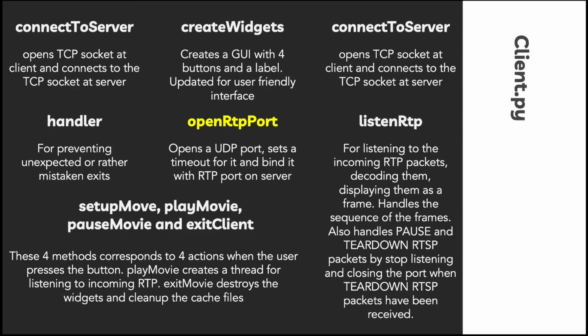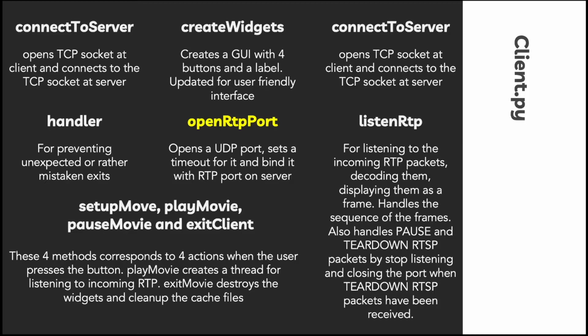Next, we have the listen RTP function. Now, this method is run on a separate thread created when the user clicks the play button. It continuously listens to incoming RTP packets, decodes them, and then displays the payload as a frame on the video label through the update movie method. It also takes the sequence number of the RTP packet and compares it to the current video frame number. If the RTP sequence number is equal to or less than the current frame, the packet will be treated as a late packet and will be discarded.